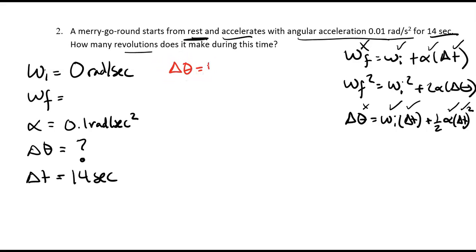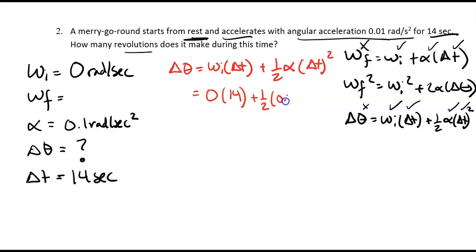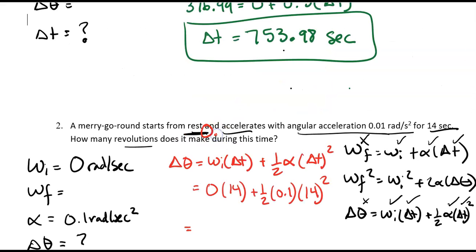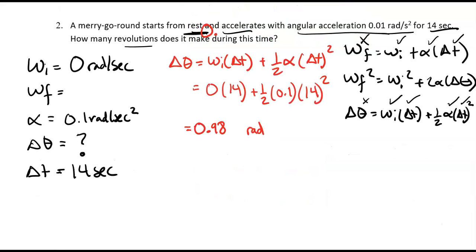So, again, change in theta is omega i times delta t plus 1/2 alpha times delta t squared. Okay. So, omega i is 0. Time is 14 plus 1/2 times 0.1 times 14 squared. Cool. So I plug it in my calculator, and I get 0.9 radians. However, it wants the answer in revolutions. Sorry about the last little spin. I sometimes accidentally just move the screen around.